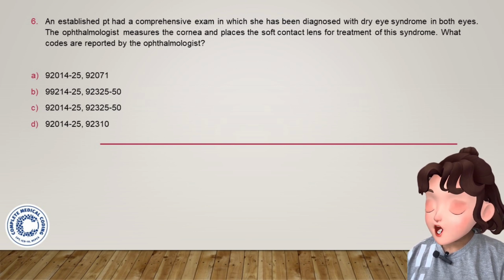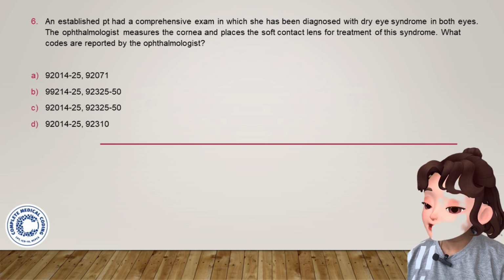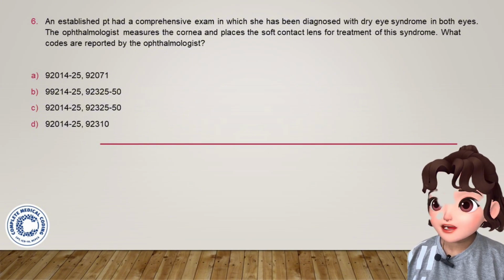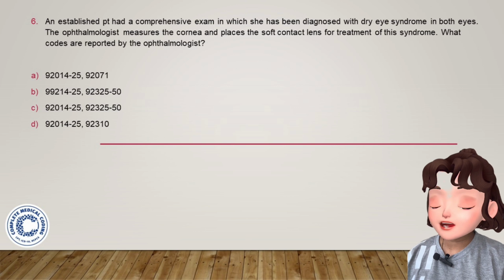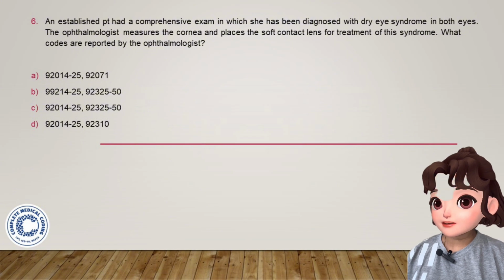It represents ophthalmological services, medical examination, comprehensive, established patient, one or more visits. Yeah, this is an established patient comprehensive examination. So we will use that code and we append modifier 25 because the ophthalmologist itself is going to conduct the procedure.